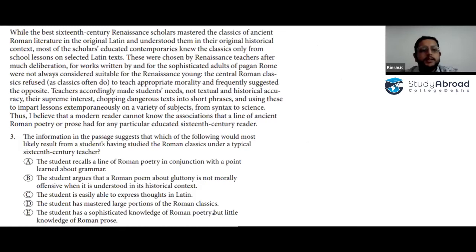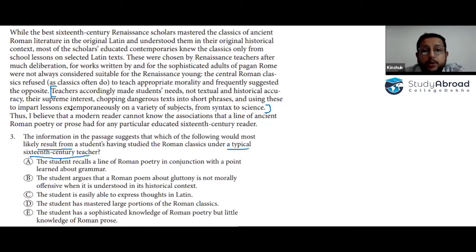All right, so the question here says information in the passage suggests that which of the following would most likely result from students having studied Roman classics under a typical 16th century teacher. So what happened under a typical 16th century teacher? What would that student be up to? How will that result, that the student will see the results in what manner, right? So we have to find that out, right? So 16th century teachers, what were they doing? In this sentence here, they told us what they were doing, right? Teachers accordingly made the students' needs, not textual or historical accuracy, their supreme interest.